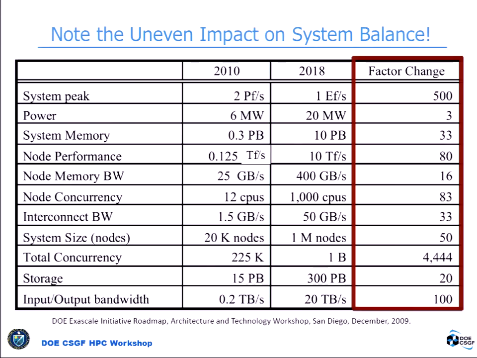Just finally, if we look at this uneven impact on system balance, the system peak is going to go up by 500, but then all these other factors are going to change as well. Concurrency, we've already mentioned, will go up dramatically. Other things like the total system capacity, memory capacity, might only go up by 33. Your I/O bandwidth and storage might only go up by factors of maybe 20 or 100. How's that going to change the way you do computational science?